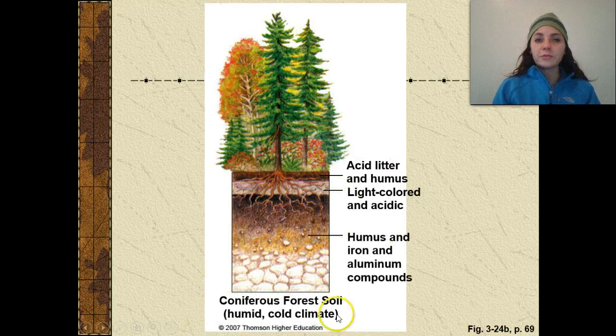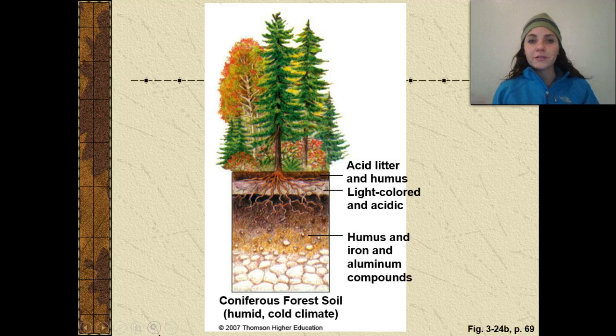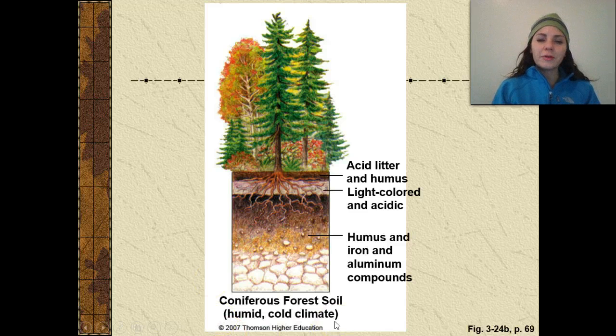Our coniferous forest, which is going to be our evergreen forest where the leaves do not fall off. We have the pine needles. It's characterized in the soil by humid, cold climate. It's kind of acidic, so acidic litter and the humus layer. We have light colored, which is also acidic. And then we have humus and iron as well as aluminum compounds.